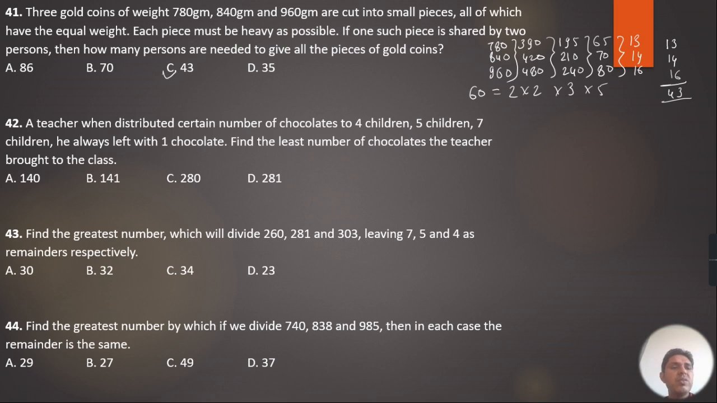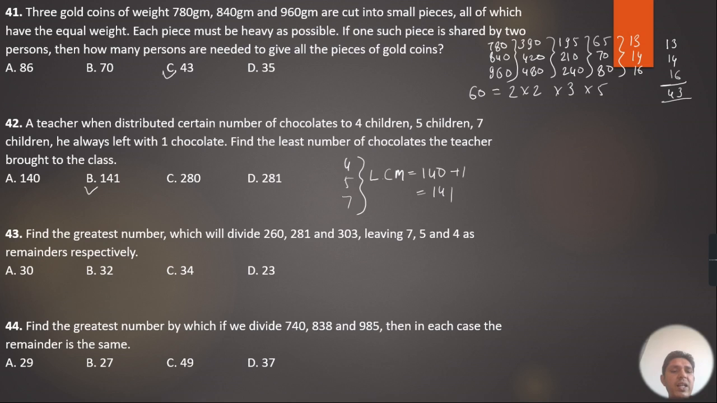Coming to the next question, question number 42. The question is, a teacher when distributed certain number of chocolate to 4, 5 and 7 children, he always left with one chocolate. Find the least number of chocolate the teacher brought to the class. So students, 4, 5 and 7. Find the LCM of 4, 5 and 7. LCM of 4, 5, 7 will be 140. And he is leaving with the one chocolate, so add this one chocolate in 140, so we will get 141. So students, answer of this question will be 141, right?